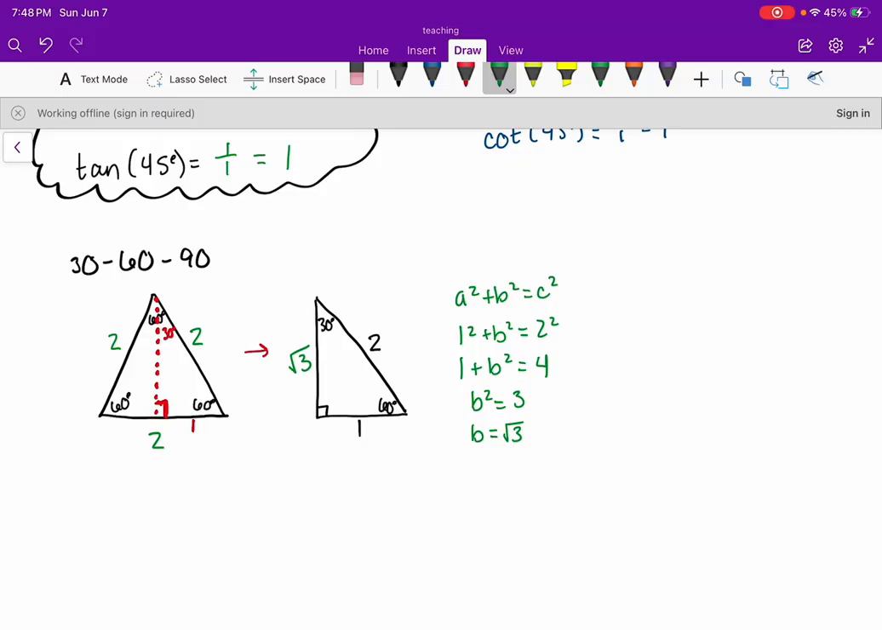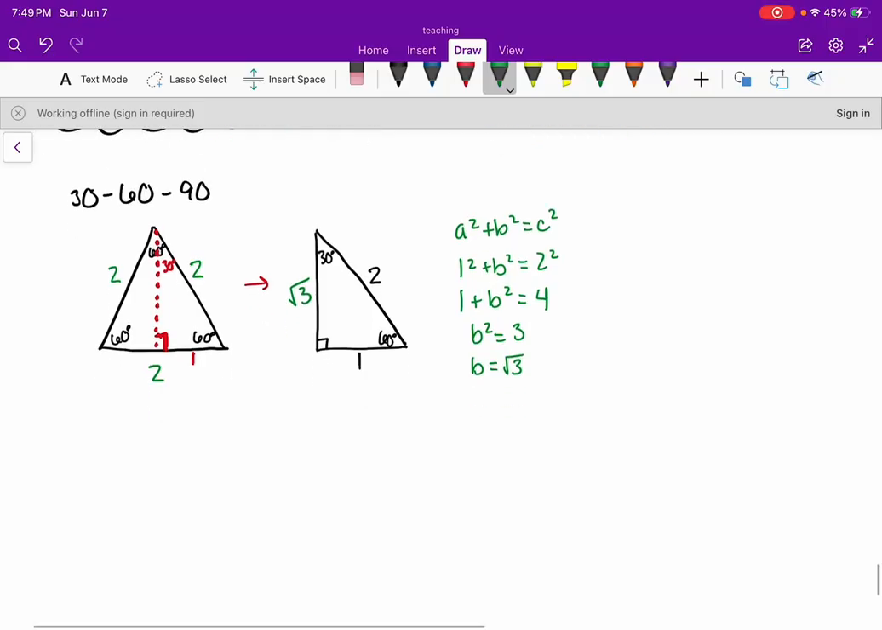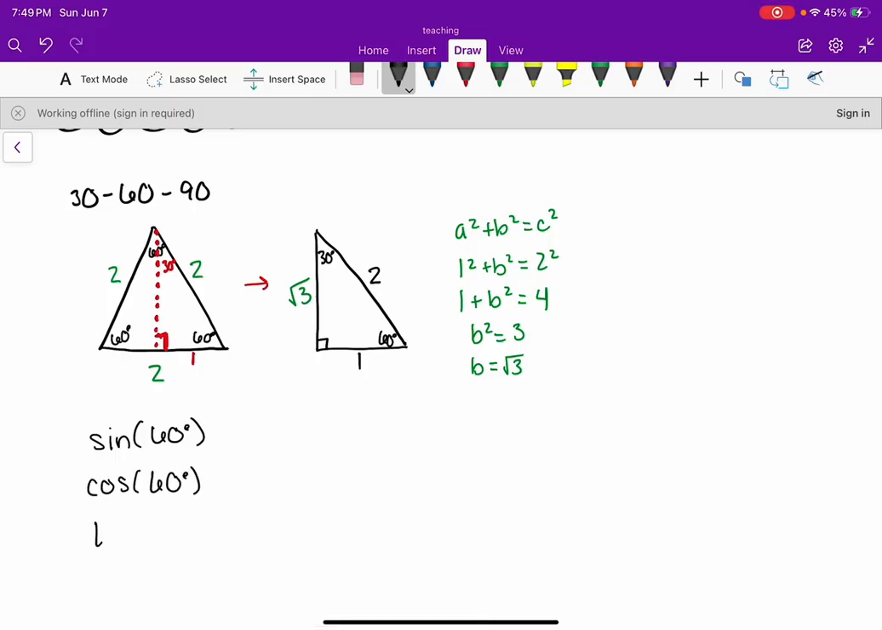This is the 30, 60, 90 triangle. And so just like before, we're going to do the sine, cosine, and tangent of my angles. So first, let's look at sine of, since the 60 is at the bottom, I'm just going to do that one first. So sine of 60, we'll do cosine of 60, and we'll do tangent of 60.